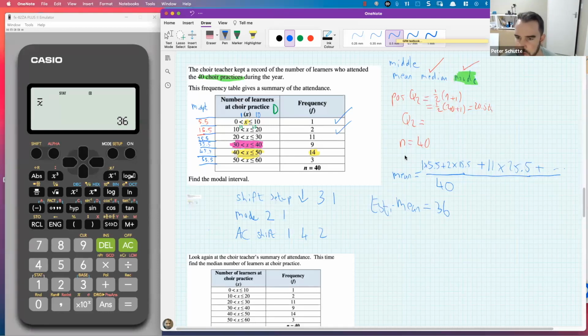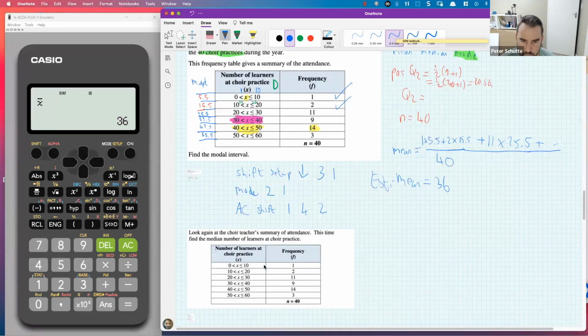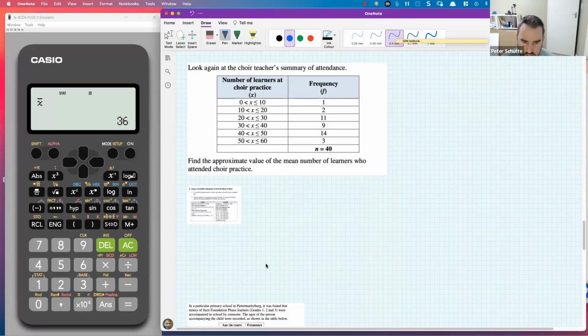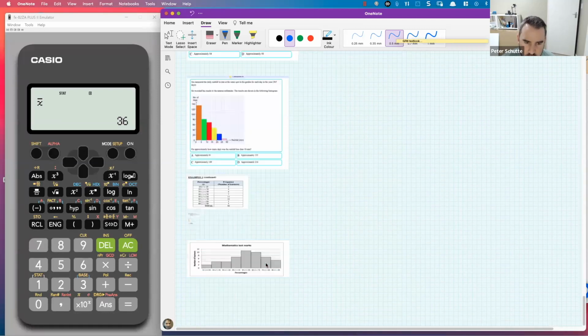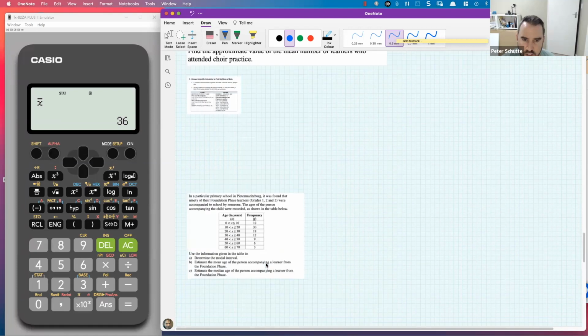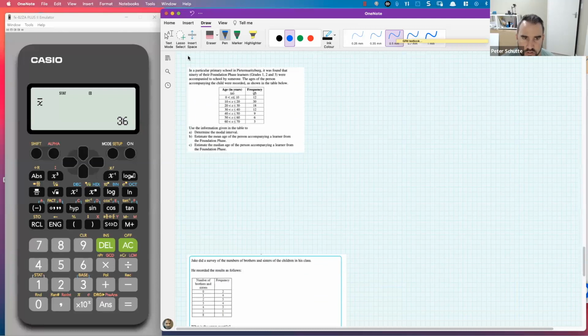Now, I can repeat the calculator process. So should we do it on, I wonder if I have another data set here. Should we do another example, Anako, and we can do it together in that process? So let's do another one. I want to show you a scenario that's a bit different.